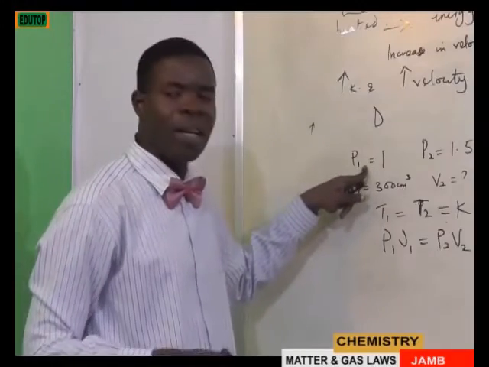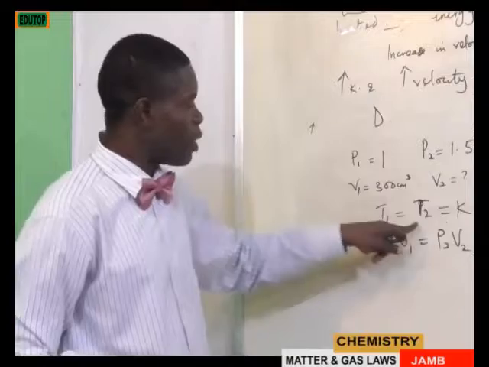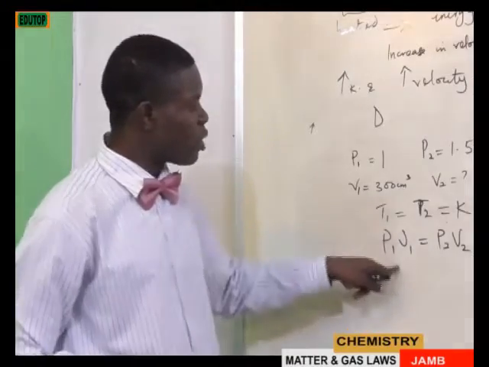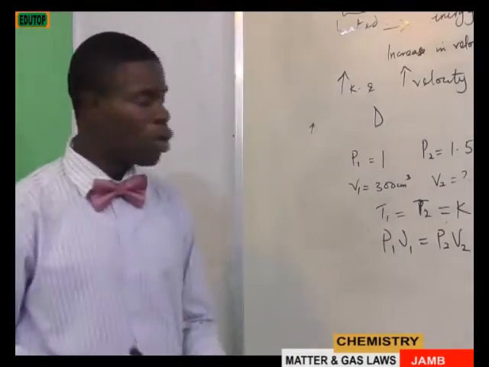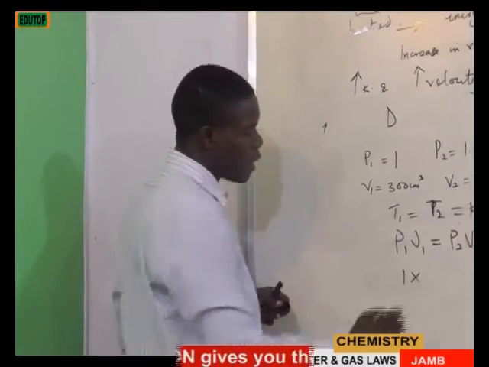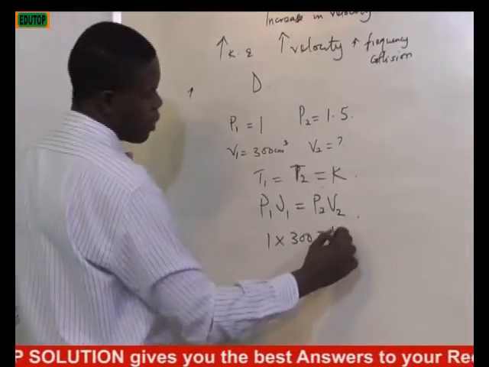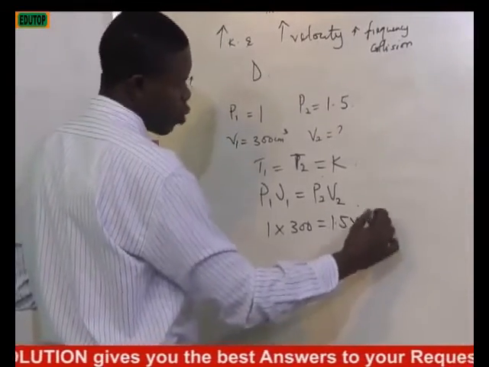Volume is inversely proportional to the pressure at constant temperature. So that is why we use Boyle's law. And this is Boyle's law. So what's P1? P1 is 1. What is V1? V1 is 300. What is P2? P2 is 1.5. What is V2? That is what we are looking for.